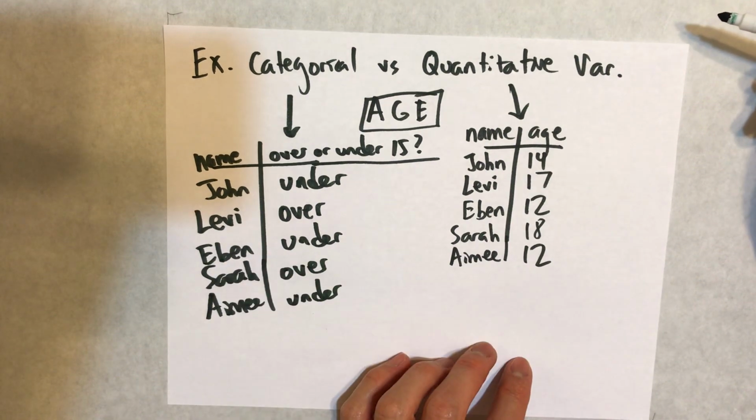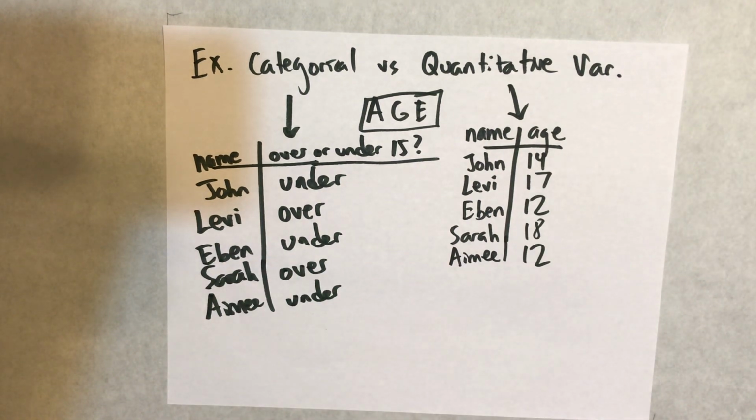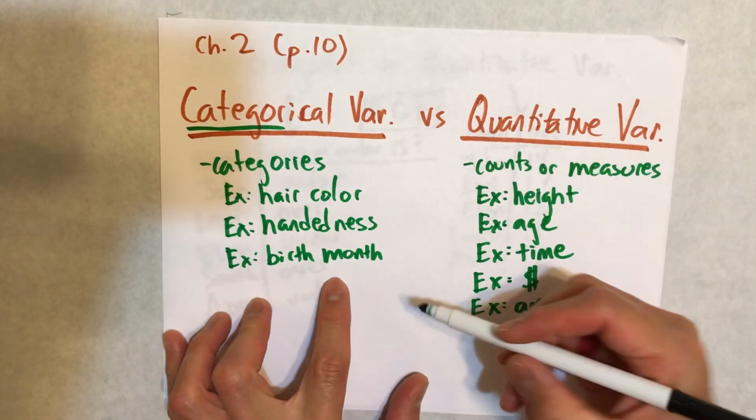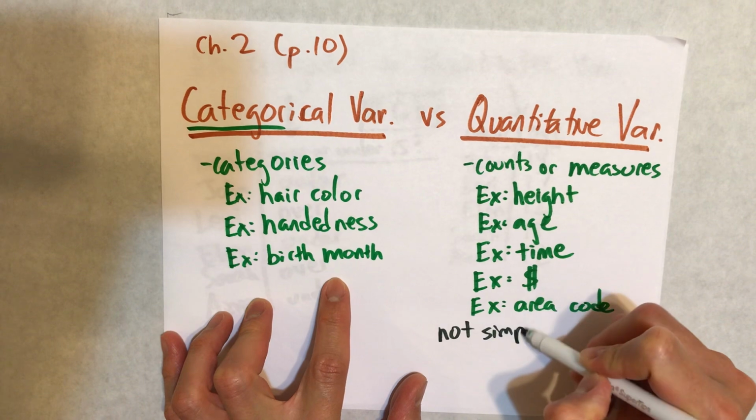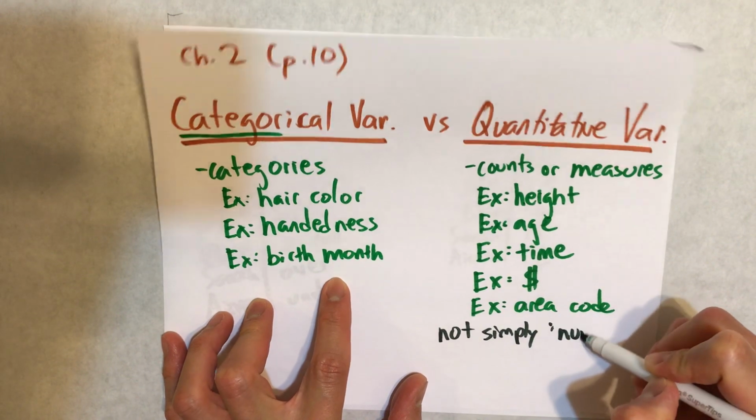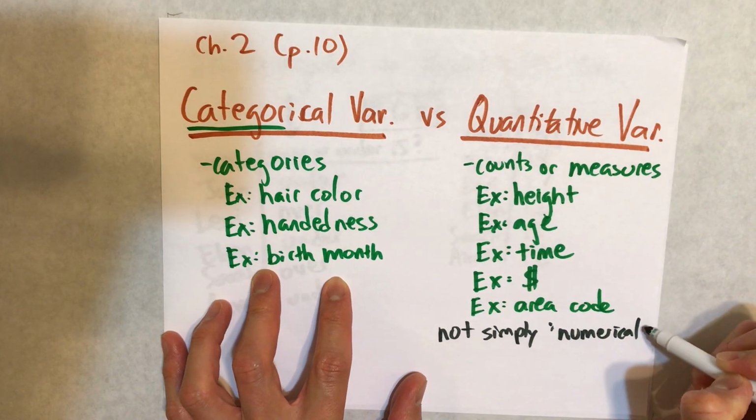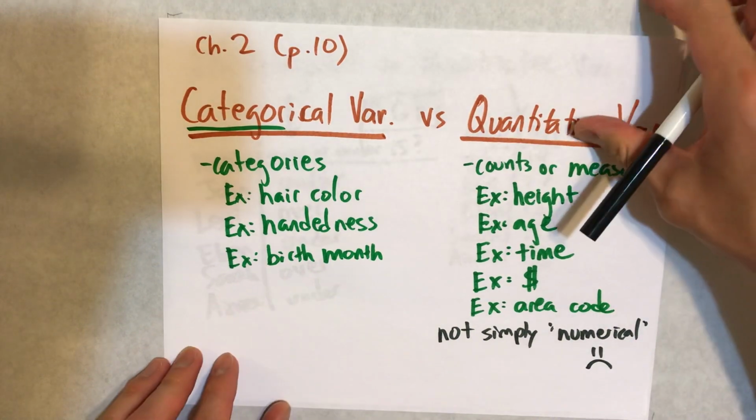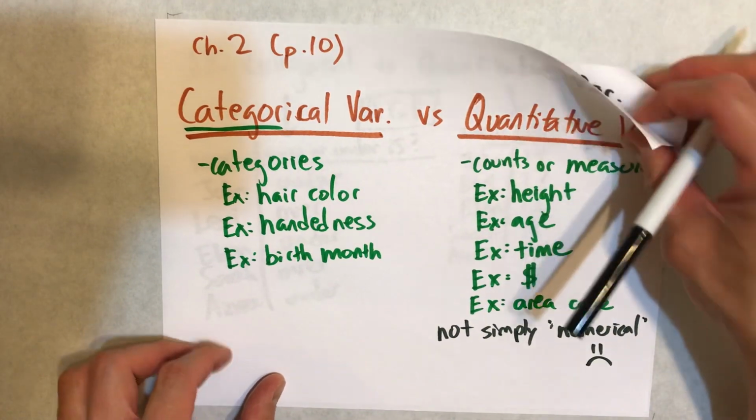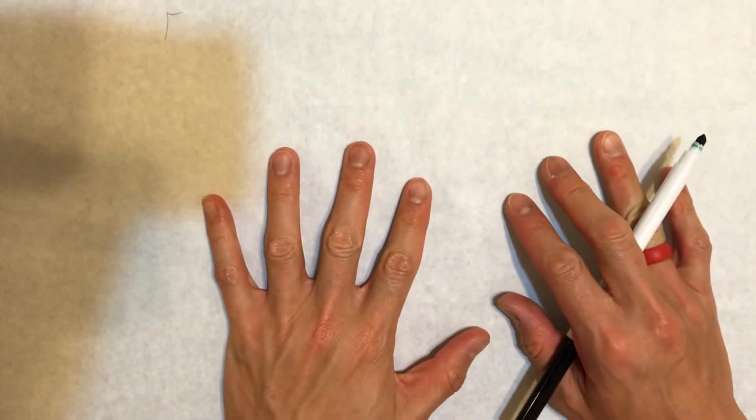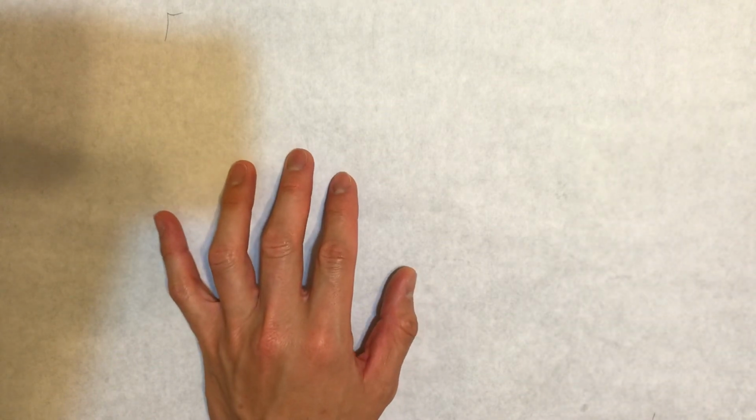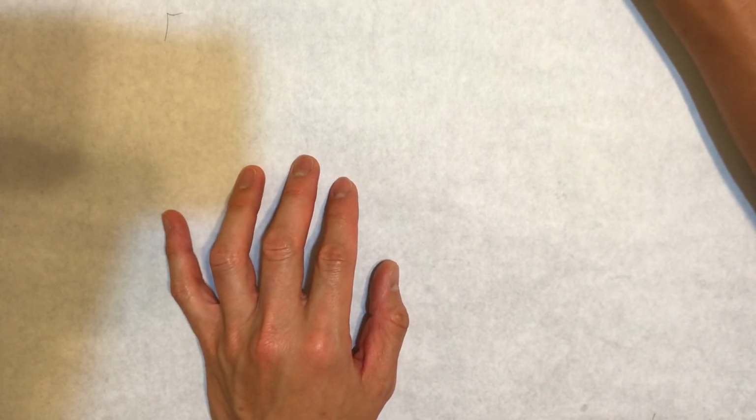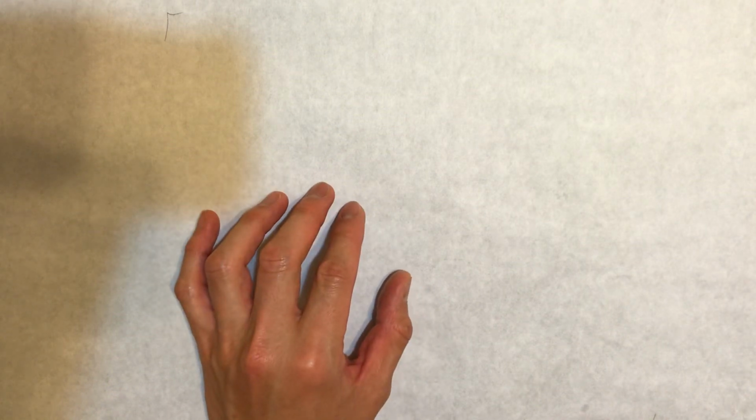I know that gets confusing. So do not say, for this one, that it is simply just numerical. Okay? This does not work. All right. So that's categorical and quantitative. So that was just chapter 2 in a nutshell. Next thing, let's go to chapter 3. We're just going to touch on one thing in chapter 3.